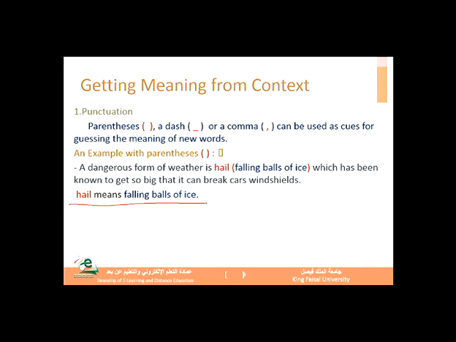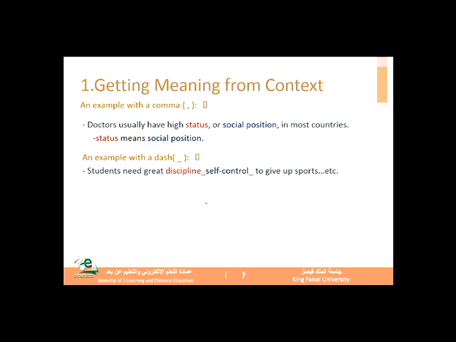It's as simple as that. All right, do we have another punctuation, or let's say a comma, for example? Can we use commas to get the meaning of new words? Yes, of course. So doctors usually have high status, or social position, between 2 commas in most countries. So let's say that we don't know the meaning of the word status. Because we have it between 2 commas, we know that this is the meaning of this word. It's as simple as that. All right, so status basically means a social position.